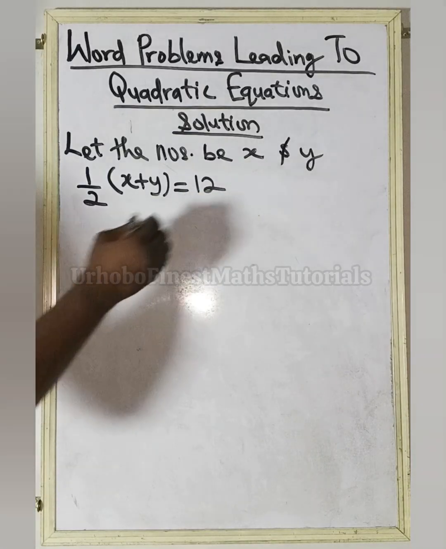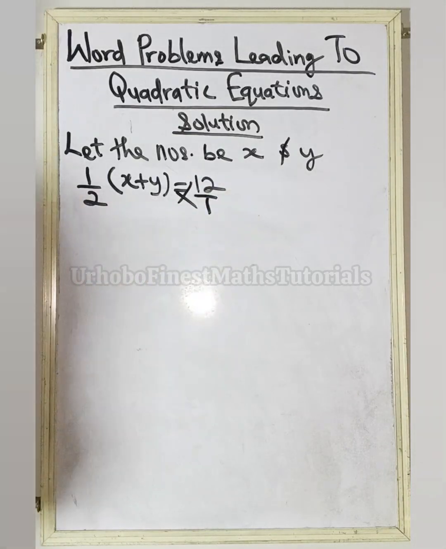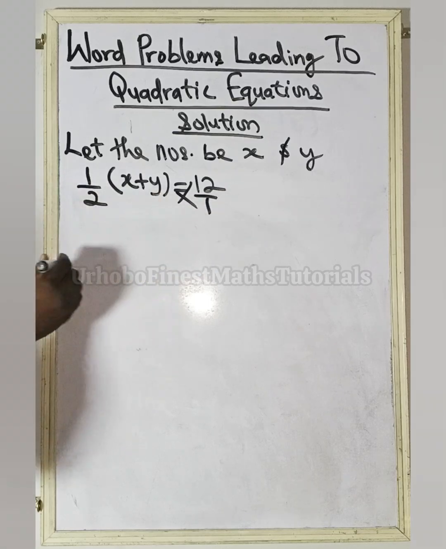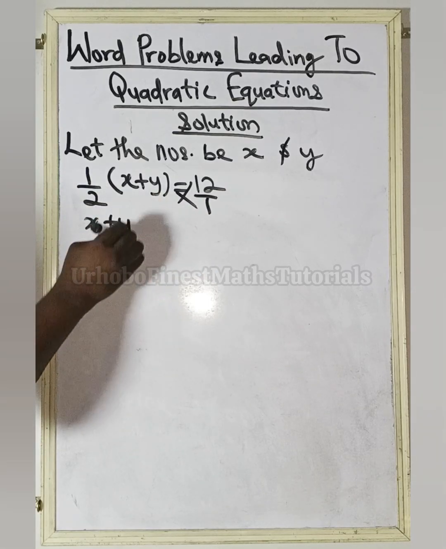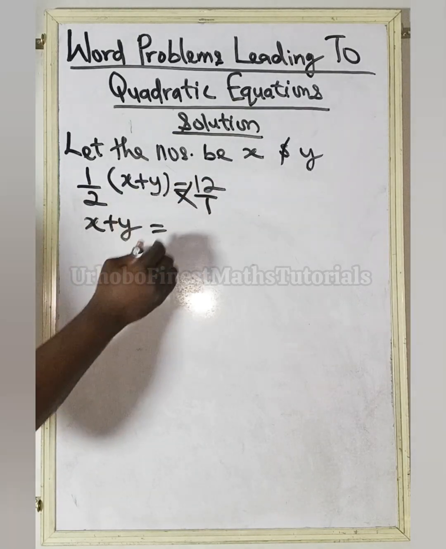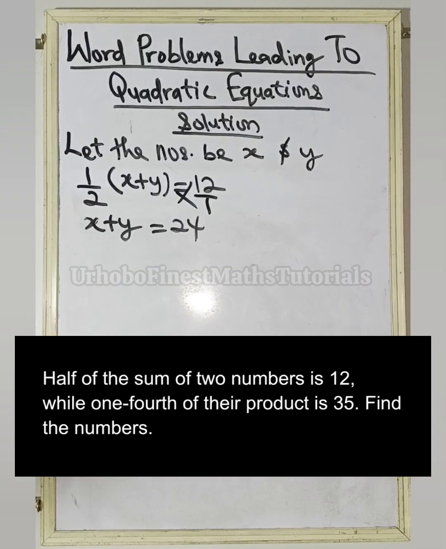At this point, we can say this is over 1, so we can easily cross multiply. 1 times everything here gives x plus y equals 2 times 12, which is 24.